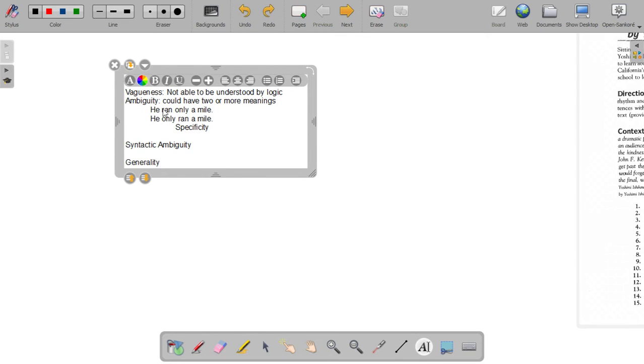Vagueness and ambiguity, a lot of times you can look at the context to figure out what it means. Generality, you have to fix it by adding specifics. That's the only way you can fix generality. So let's read a little bit about this. So we must turn now to the notion of generality, which is closely related to both vagueness and ambiguity, and which can cause trouble in the same way that they do.